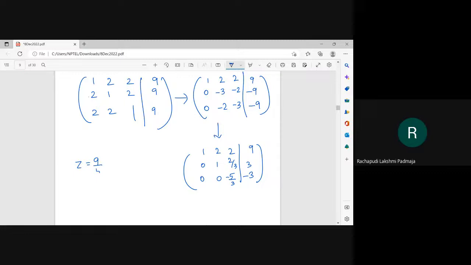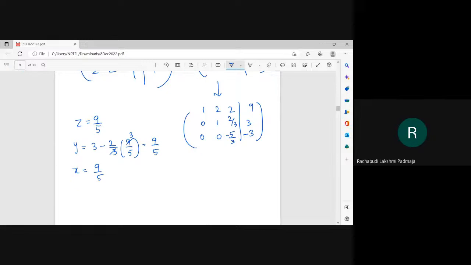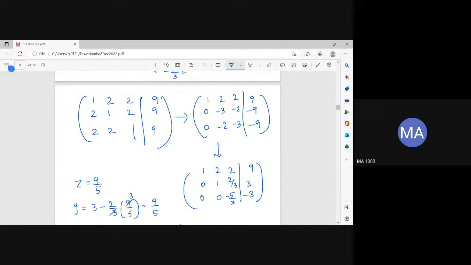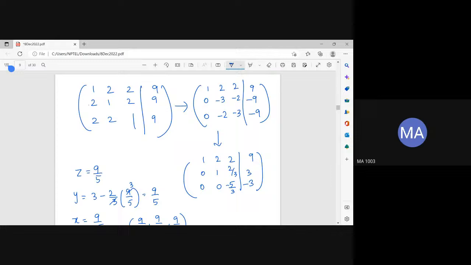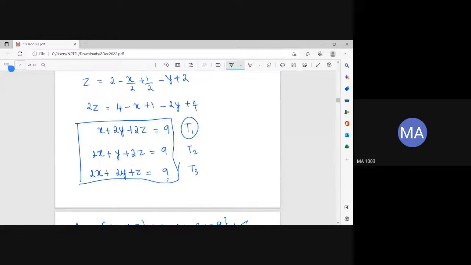So once Z is 9 by 5, Y is 3 minus 2 by 3 into 9 by 5. So 15 minus 6 is 9 by 5. X is again 9 by 5, right? So the point of intersection is 9 by 5, 9 by 5, 9 by 5. For those who didn't understand what calculations I did, I just solved three equations using Gaussian elimination. I'm doing half the things in my mind and writing half the things. In an ordinary way also, we can solve the equation. I always prefer this, I've got used to it. And in this particular case, the terms are getting cancelled. As soon as we subtract, we are getting x equal to y equal to z.